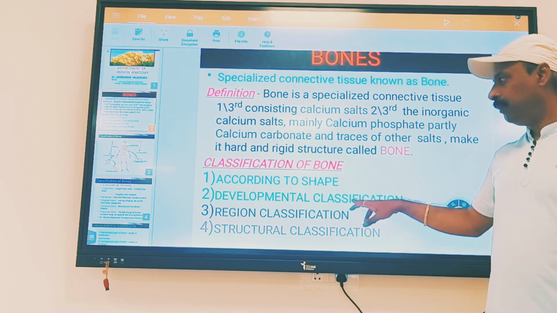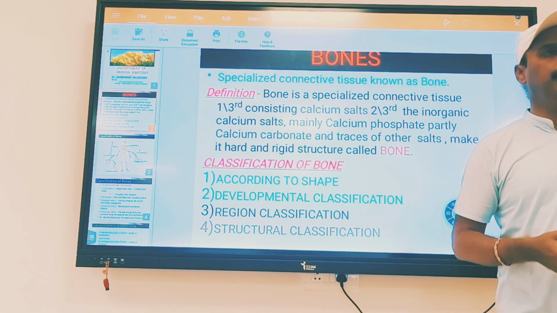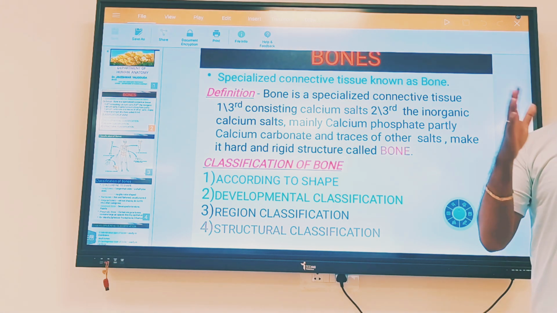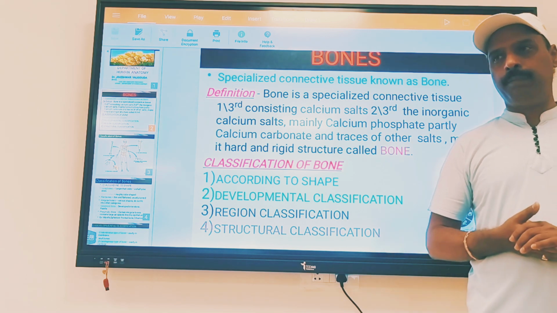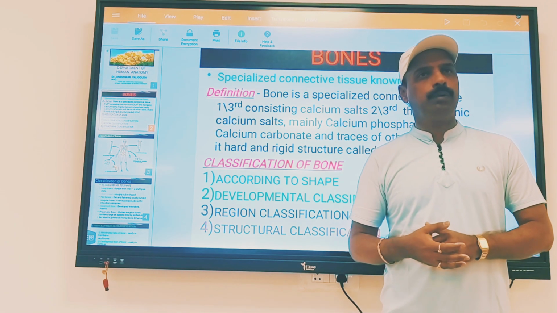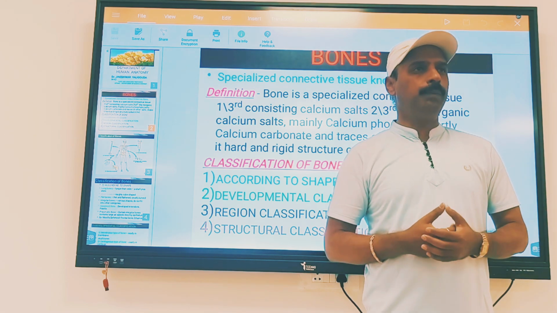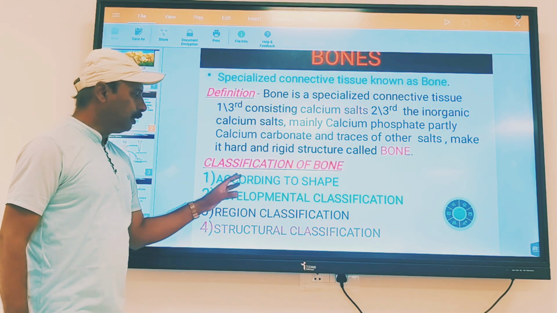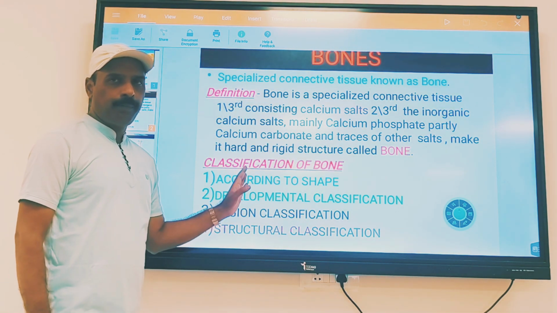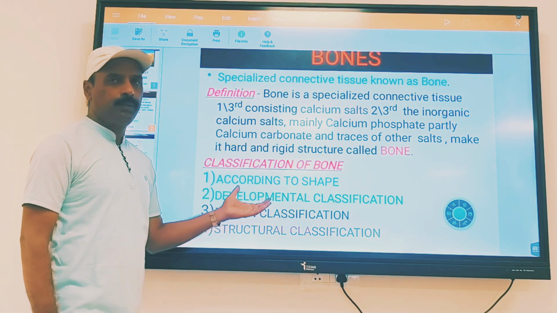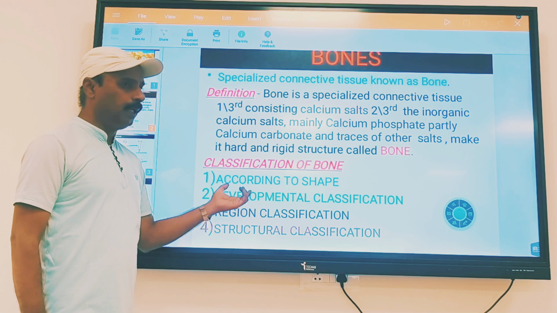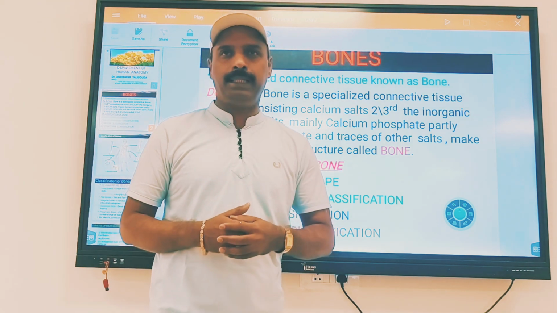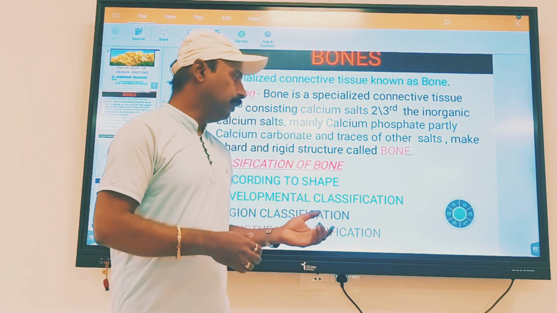Then going to the developmental, the process of development of bone is called ossification. So whenever I use the word ossification, you must remember that whatever we tell about that is the process of development of bone. These 4 categories are very important, and you have to remember how the process of formation of bone is taking place. That we include in the developmental.